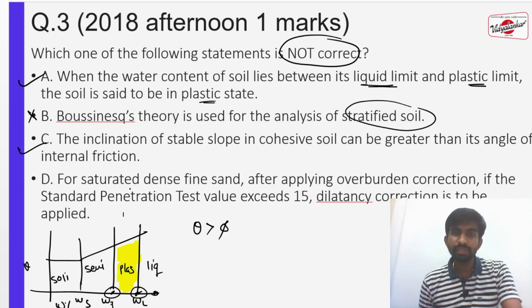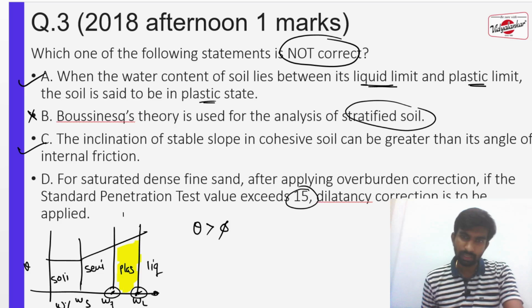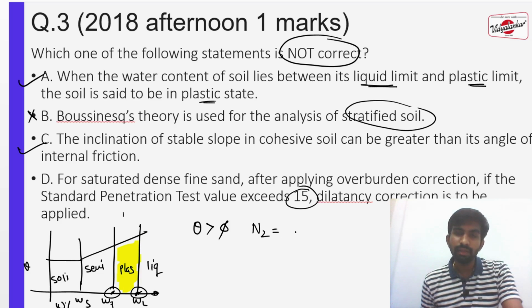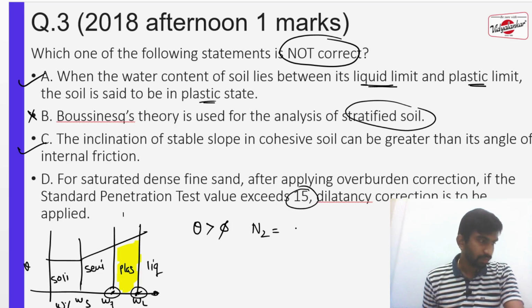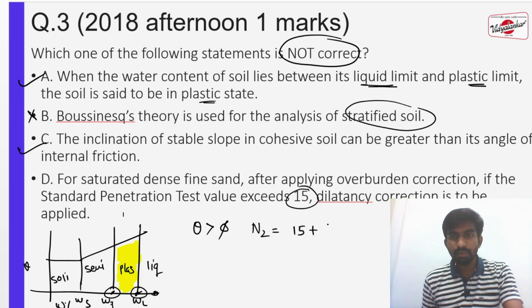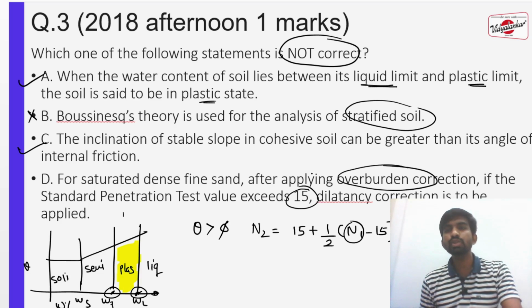And the last statement is given as: for saturated dense fine sand, after applying the overburden correction, if the standard penetration test value exceeds 15, the dilatancy correction is to be applied. So basically dilatancy correction जो रहता है, that N2 value जो रहता है, that is given as per the formula, that is 15 plus 1/2 (N1 minus 15). So basically ये जो N1 रहता है, N1 is nothing but your overburden correction से जो SPT नंबर आता है वो है.